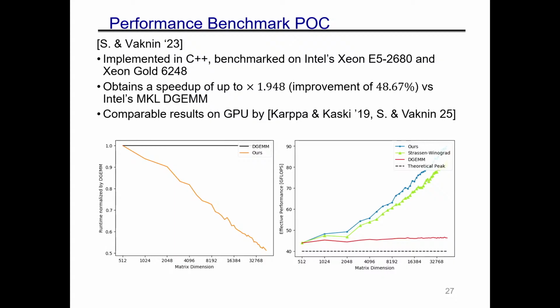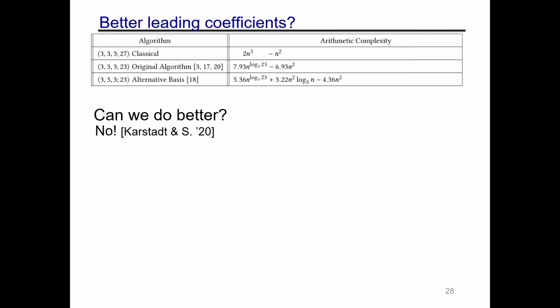And we have similar numbers on GPUs, and other people have implemented that. Addressing your question, when Karstadt and Schwartz implemented it on GPU, their first step was to implement it over Z2. They found a change of basis which is better than what we had, but worked only over Z2. And then later Noah extended it, lifted it to work over arbitrary floating point arithmetic. Okay.